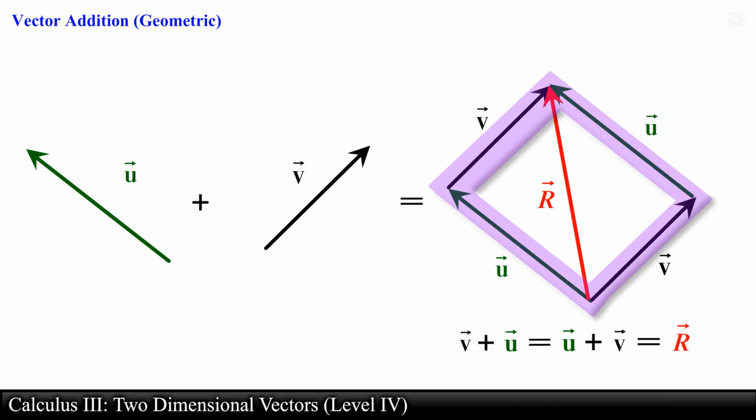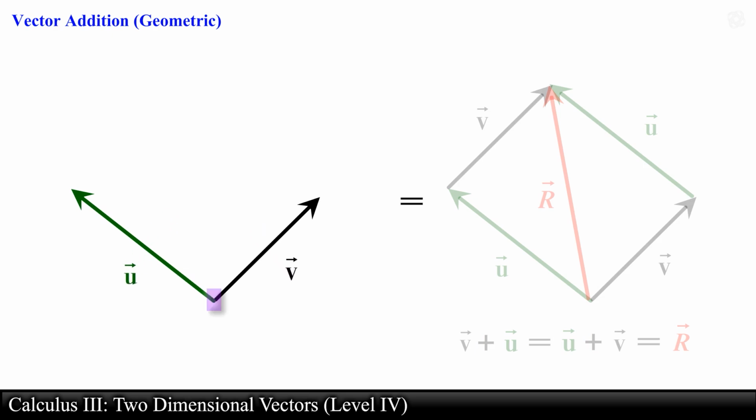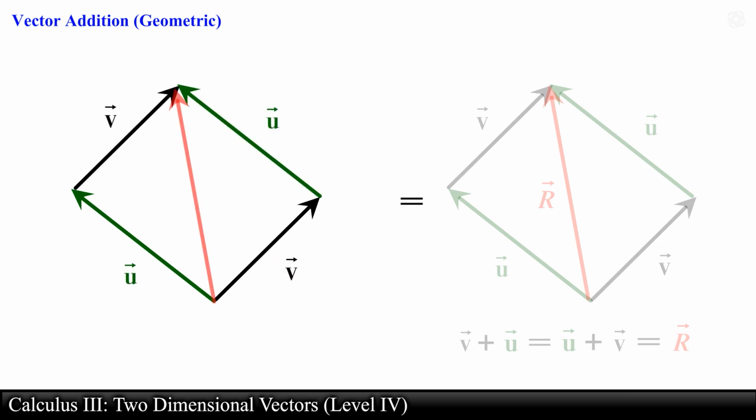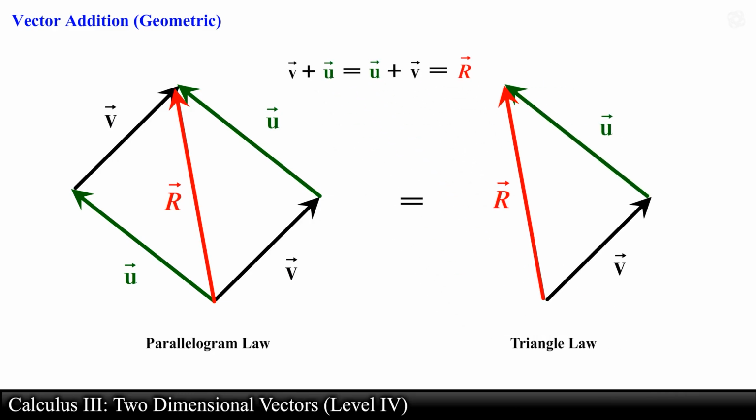Notice that we also form a parallelogram. This illustrates yet another way of adding vectors geometrically. All we need to do is to move vector u and vector v so that they start at the same point. Then, the resultant vector lies along the diagonal of the parallelogram, with u and v as sides. This technique is referred to as the parallelogram law. Either technique can be used to find the sum of two vectors.